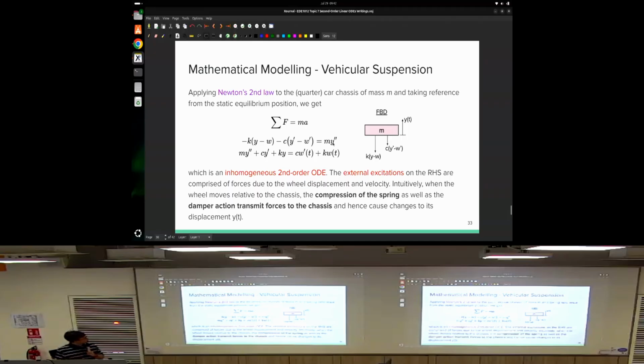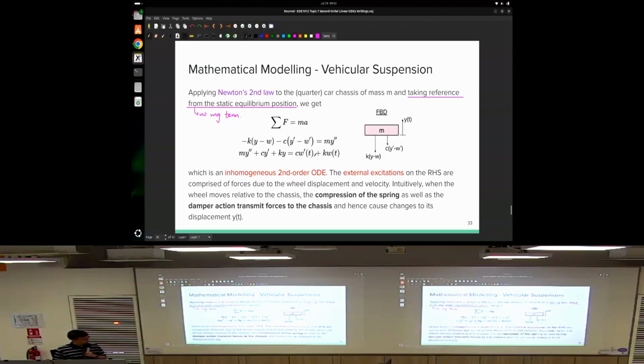Okay? So notice that I also mentioned that because we take reference from the static equilibrium, therefore, no mg term. No mg term. Okay, so this one we discussed before already. So hence, if you isolate the ODE, you notice that you get a standard form on the left, my'' plus cy' plus ky, right? These are the terms that we have been obtaining in the earlier slides.